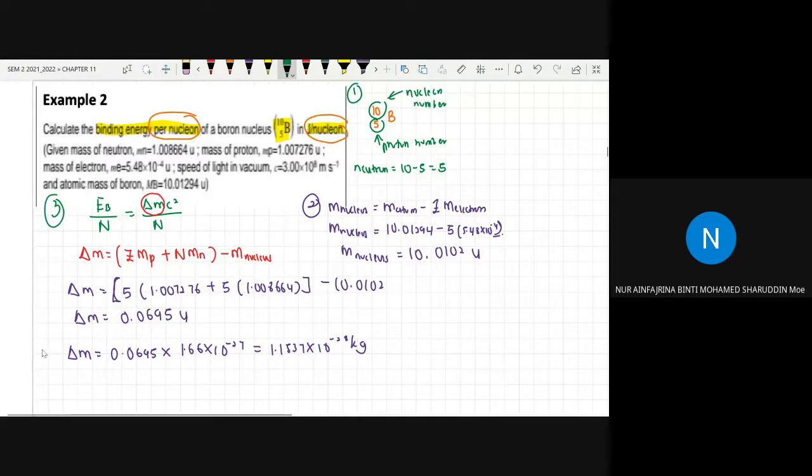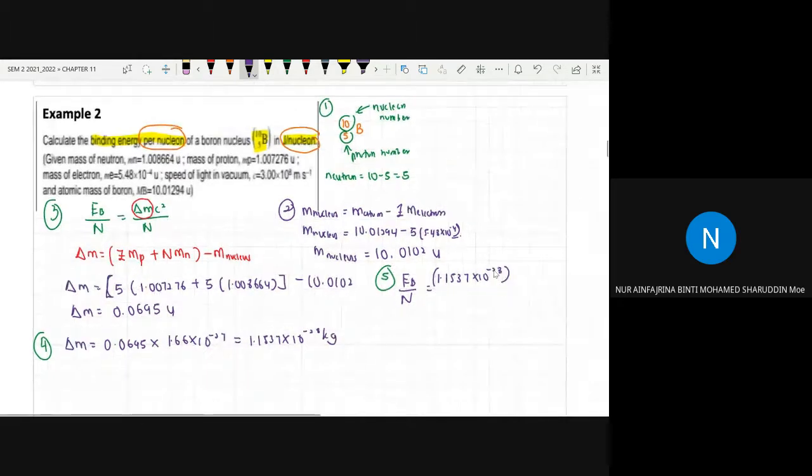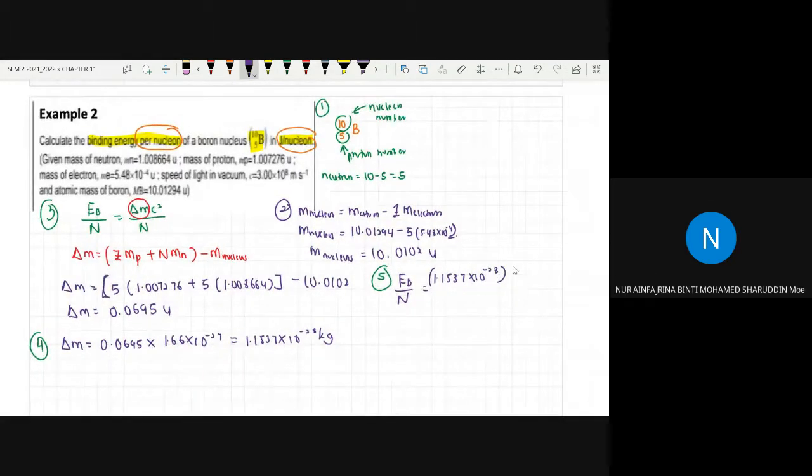Okay, so the fourth step is you must convert it from u to kg. And the fifth step is to put it into the formula. So binding energy per nucleon will be your mass defect, 1.1537 times 10 to the power of negative 28, multiplied by the speed of light squared, 3 times 10 to the power of 8 squared, divided by the number of nucleons. Nucleon number is how much? 10.